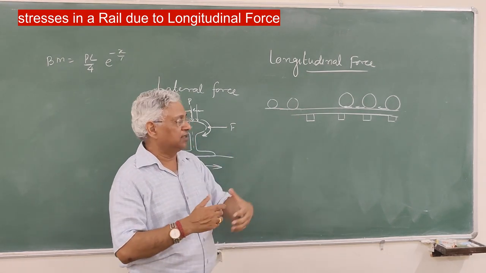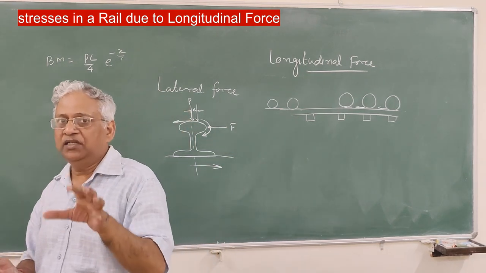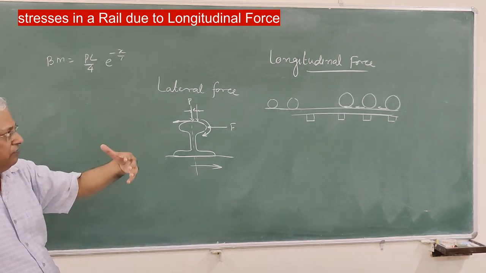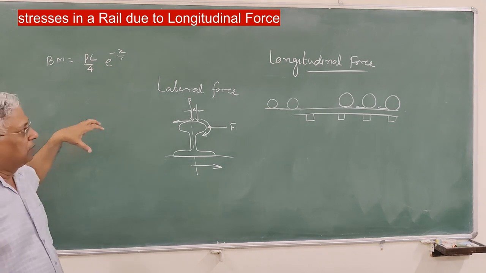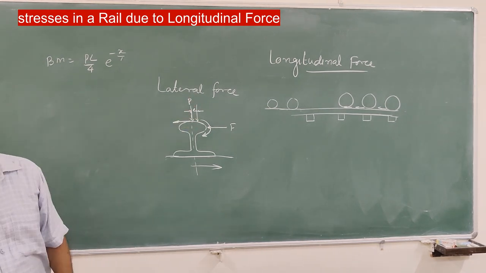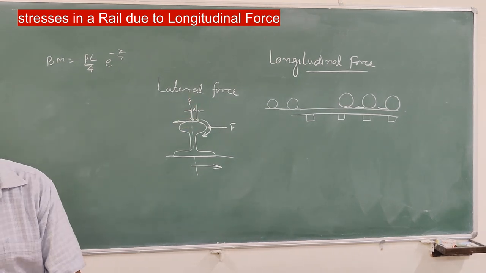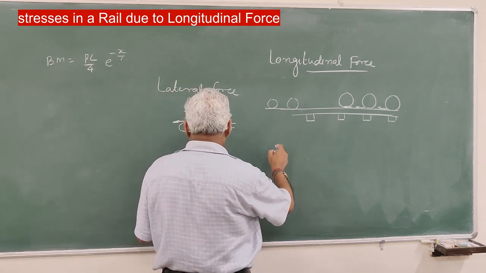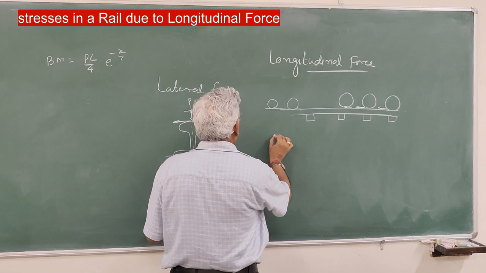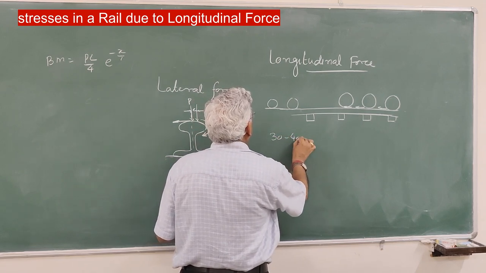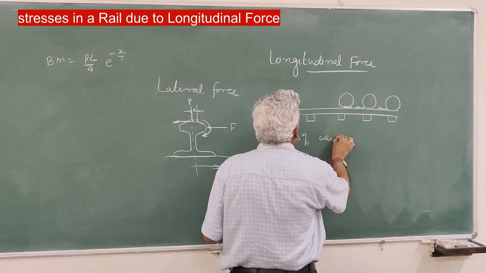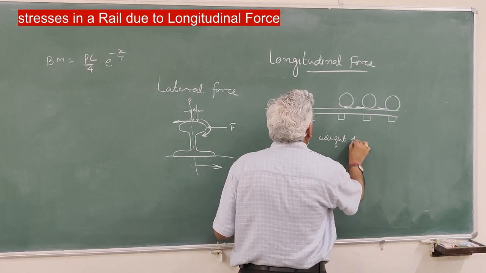And these forces depend upon the type of engine, the weight of the engine, or you can say the weight of the driving wheels, and the number of trailing wheels. So on Indian Railways, it is suggested that roughly this total force can be taken as 30 to 40% of the weight of the engine.